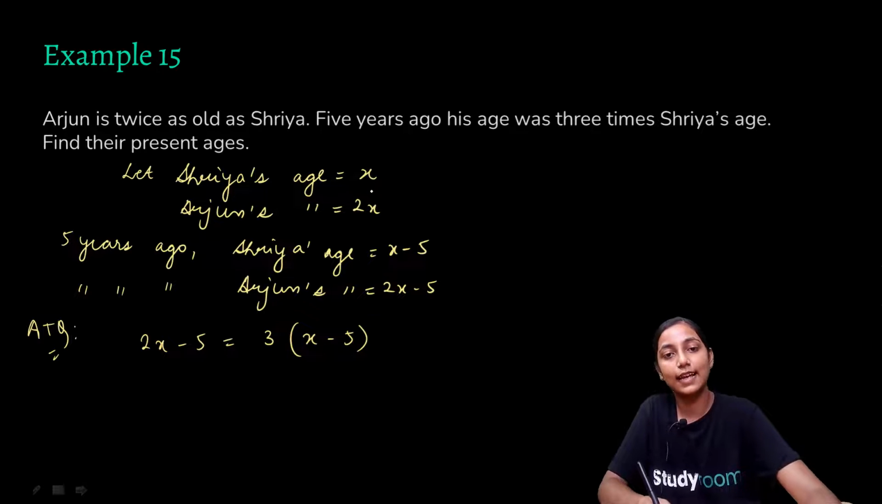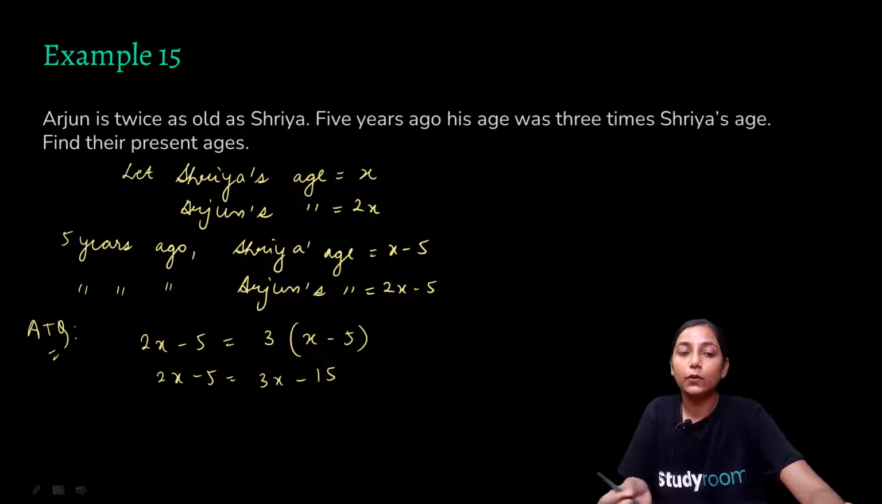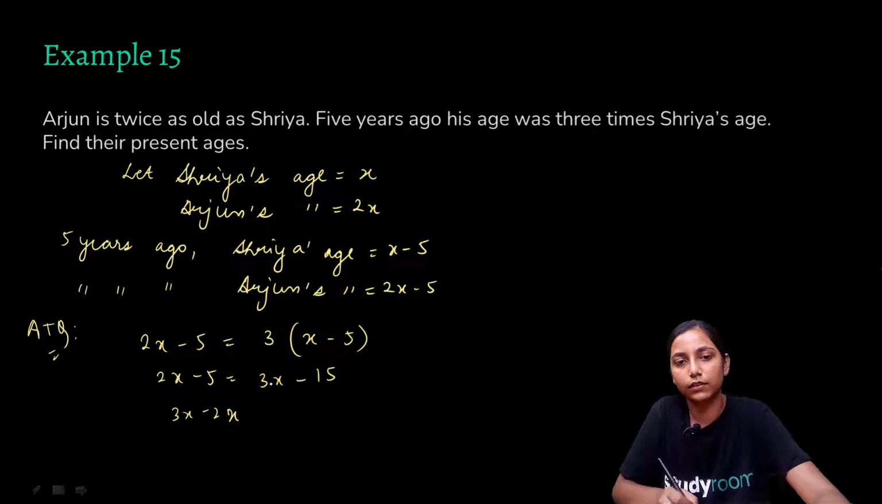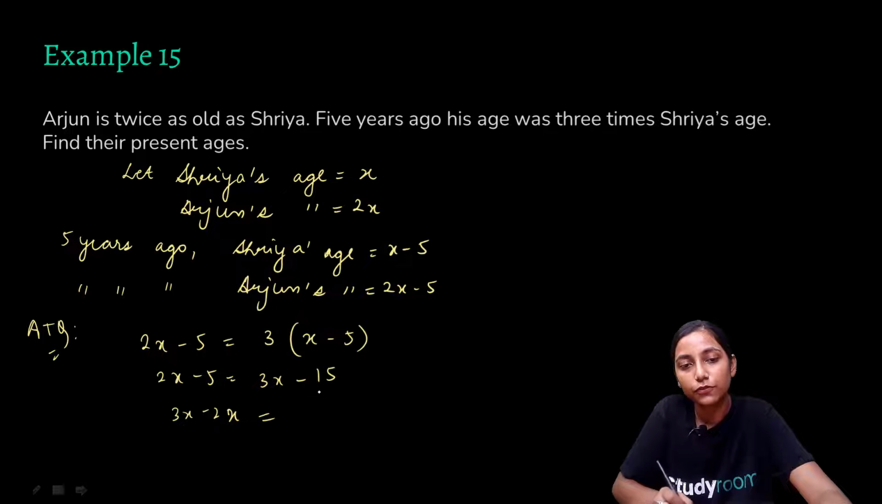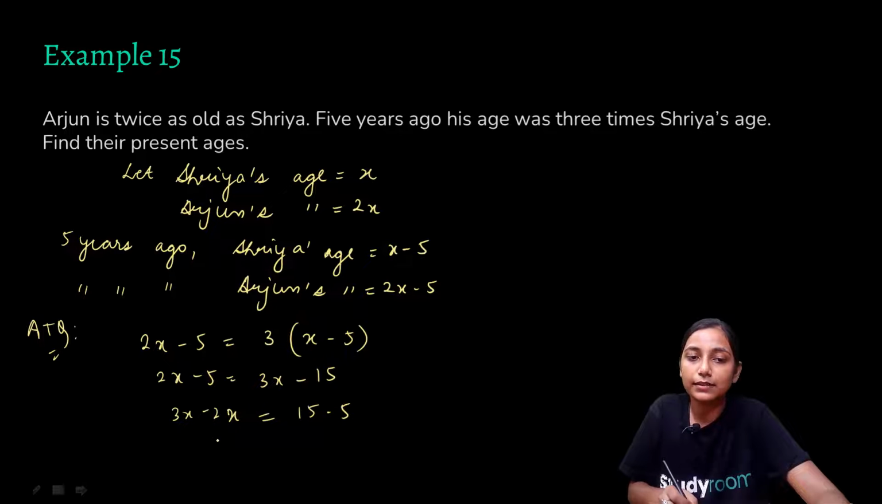That is, we need to find x and then 2x. We'll solve this. It will become 2x minus 5 equals 3 times x minus 5. Just solve this bracket. It will become 3x minus 3 into 5, 15. We'll keep both the variable terms on one side and the constants on the other side. This will become 3x minus 2x, you can just interchange the sides, equals 15 minus 5. Now do these mathematical operations on the like terms. This is 3x minus 2x, that is x, and 15 minus 5 is 10.